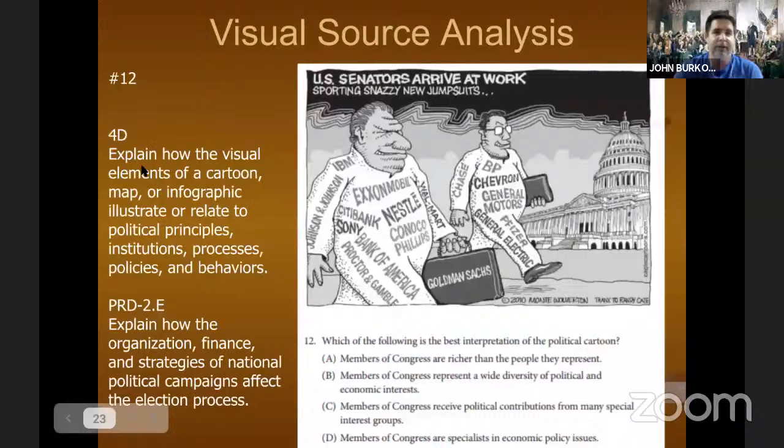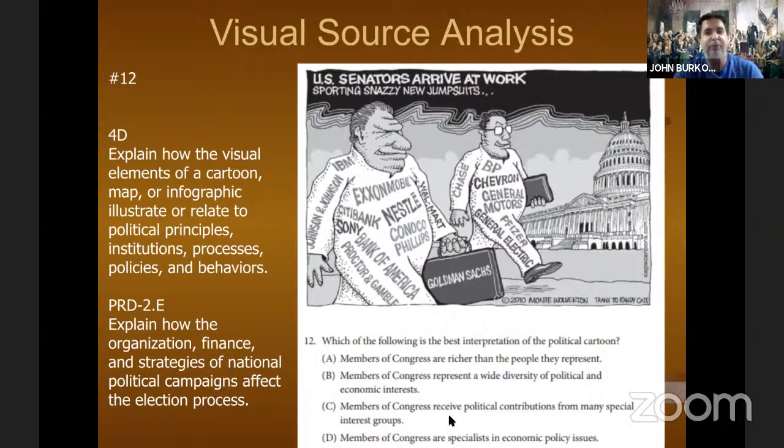Let's check that out. So we have to explain how it relates. And of course, it says explain the organization, finance, and strategies of these groups. Members of Congress are richer than the people they represent. That's actually true. If we've seen the breakdown of our Congress members, there's a bunch of millionaires there. Is it the best interpretation of the political cartoon? Members of Congress represent a wide diversity of political and economic interests. Is that really what the artist is trying to get at? Members of Congress receive political contributions from many special interest groups.